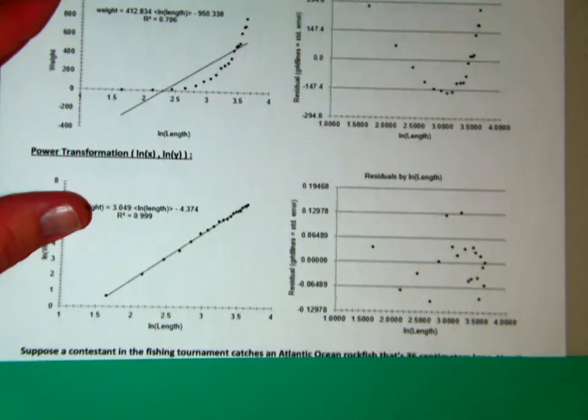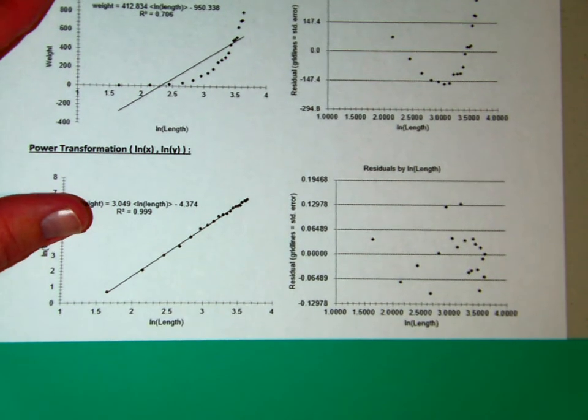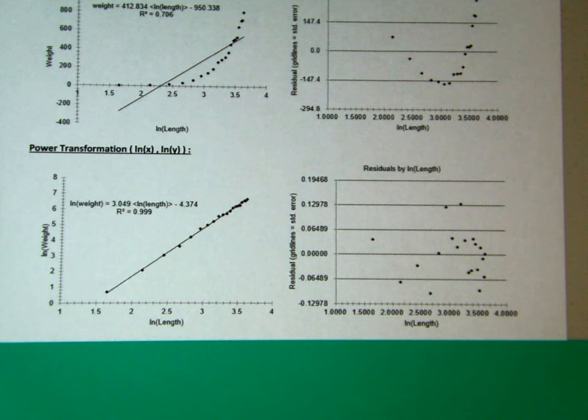Okay, third possibility we're considering. A power transformation. That's where you have the natural log of x and the natural log of y. If you look at the scatter plot on the left, the data appears to be pretty linear. That line of best fit appears to fit it pretty well. And looking at the residual plot, we definitely appear to have a random scatter. So that all around looks pretty good.